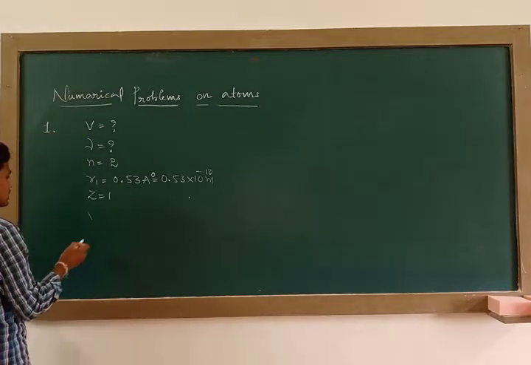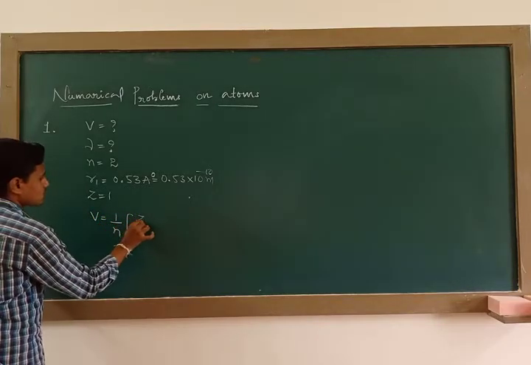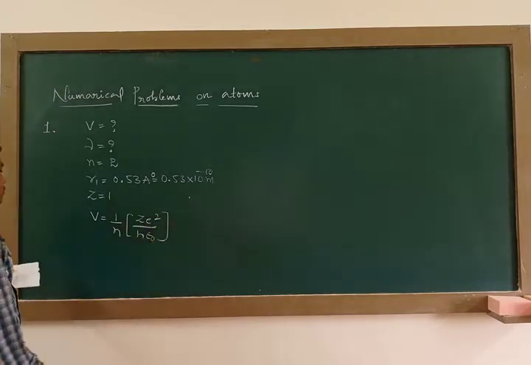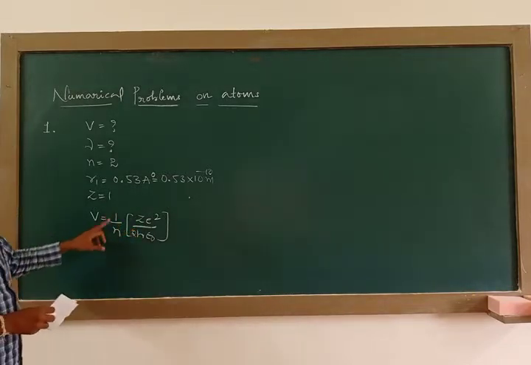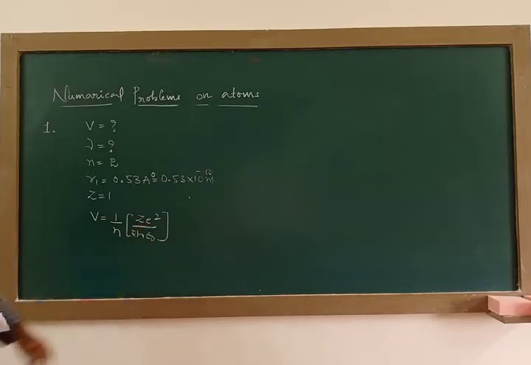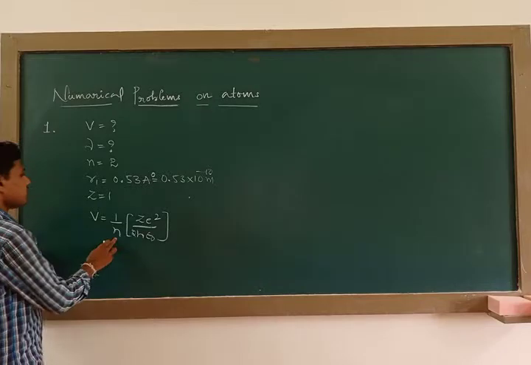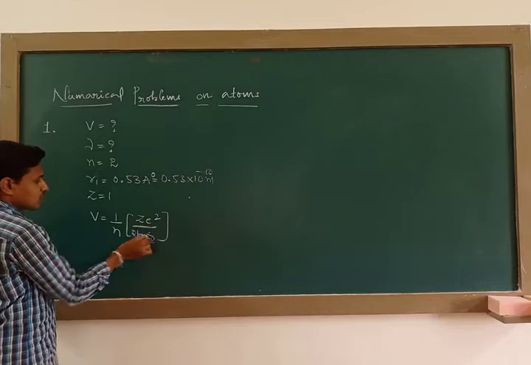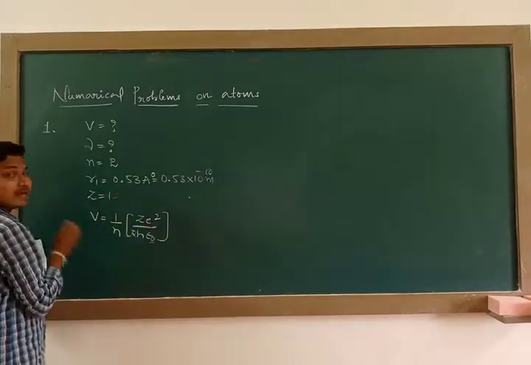We know that orbital velocity is equal to 1 divided by n into Z e square by 2 h epsilon naught. This is the equation for the orbital velocity of the electron in an nth stationary orbit. Here n is given, h the Planck constant we require, epsilon naught is also required, Z is 1, and e is the charge of the electron.